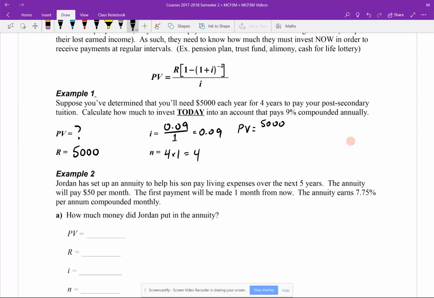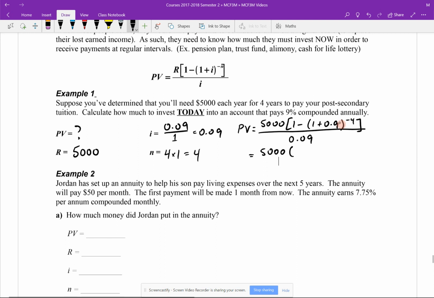$5,000 regular payment, open the square bracket, 1 minus (1 plus 0.09), so 1 plus i, raised to the exponent negative n, so negative 4. Close the square bracket. Divide by i, which is 0.09. Okay. So be careful with the calculator. Make sure you follow the order of operations correctly. So if I calculate this, everything inside the square bracket, do 1 plus 0.09, it's 1.09 to the exponent negative 4. And then you do 1 minus whatever answer you get here.